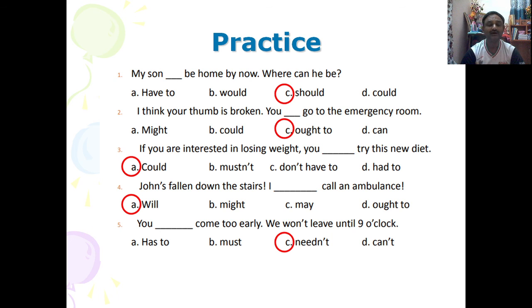So after seeing these modals, I have posted some practice exercises for you, with circles given for the answer portion, so you can practice, and still you have to practice this more. These are some of the few examples, so you can watch out from here. These are the practice exercises.